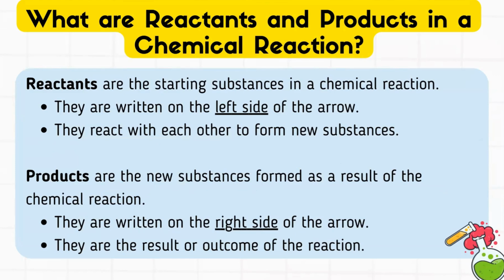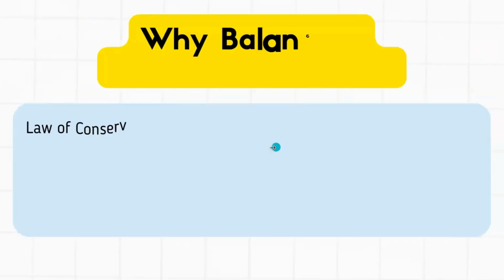And products. What are products now? They're the new substances formed as a result of the chemical reaction. They are written on the RHS, right hand side, or right side of the arrow. They are the result or outcome of the reaction.